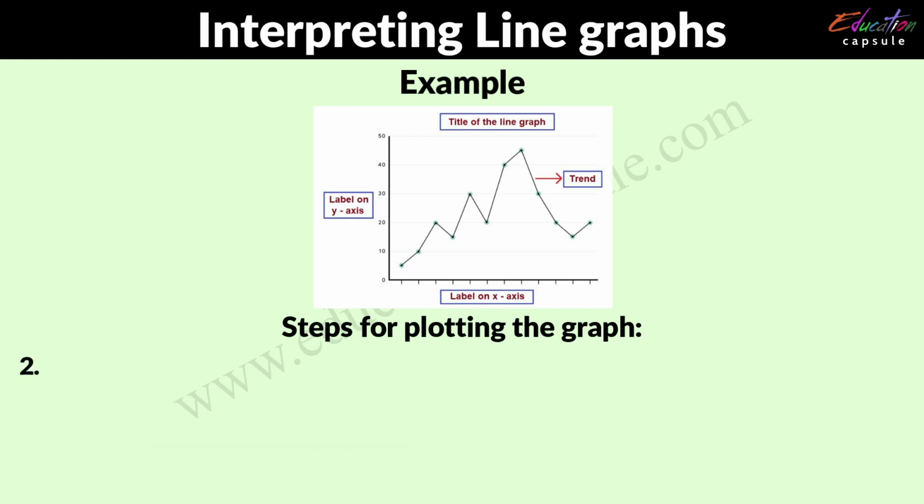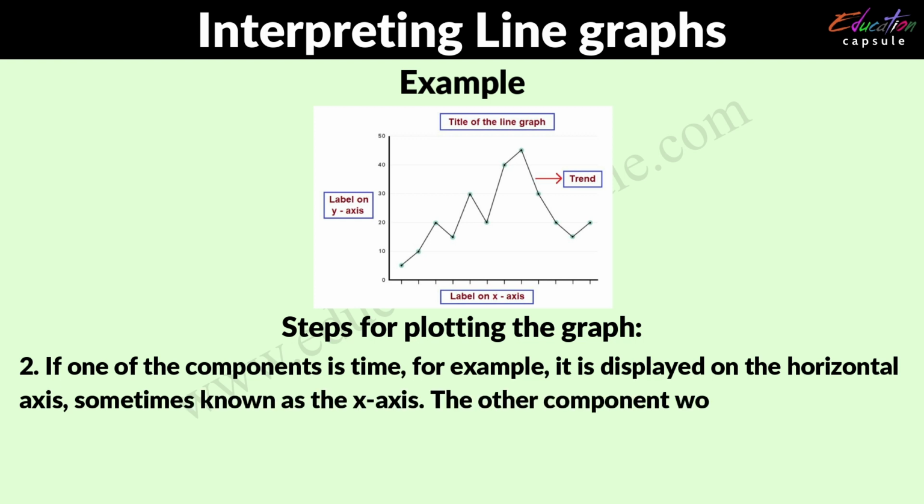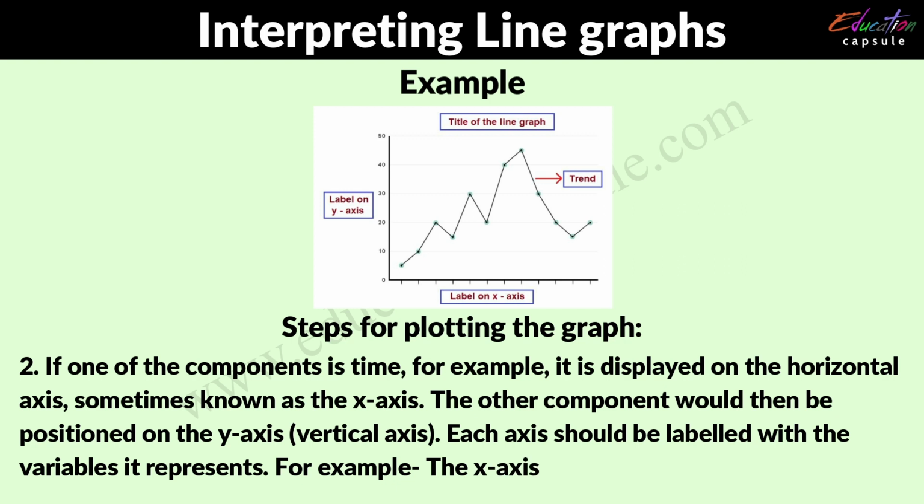Step 2. If one of the components is time, for example, it is displayed on the horizontal axis, sometimes known as x-axis. The other component would then be positioned on the y-axis, that is vertical axis. Each axis should be labeled with the variables it represents. For example, the x-axis can be labeled as time or day.